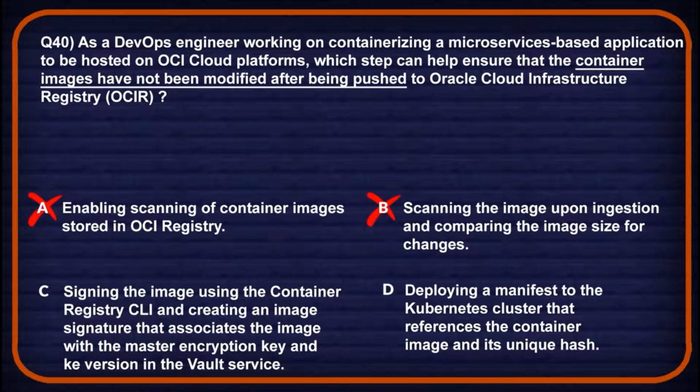Let's keep it. Moving on to option number D, deploying a manifest to the Kubernetes cluster that refers to the container's images and its unique hash. Referring to an image hash in a Kubernetes manifest ensures immutability but does not verify post-push integrity. So option D again a wrong choice. So option C will be the correct one.